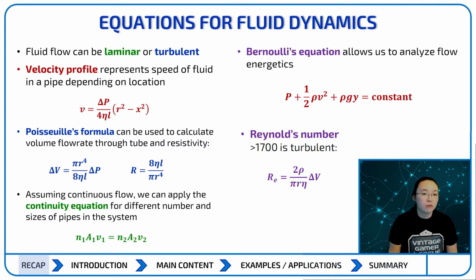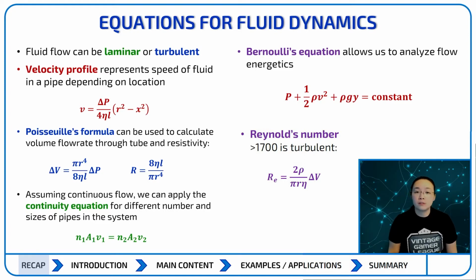The velocity profile, which was that parabolic velocity profile, represents the speed of your fluid in a pipe, depending on how far it is from the center of the axis. So if you want to figure out the speed of fluid flow in a tube, you can use that equation. Based on the r squared minus x squared, the maximum fluid flow would be at the center of your velocity profile, where x is equal to 0.